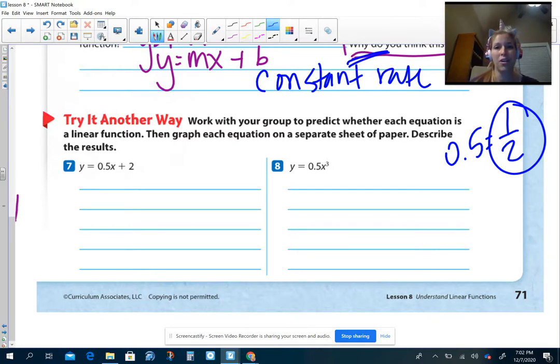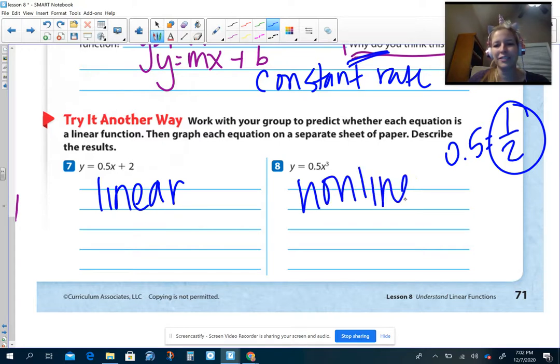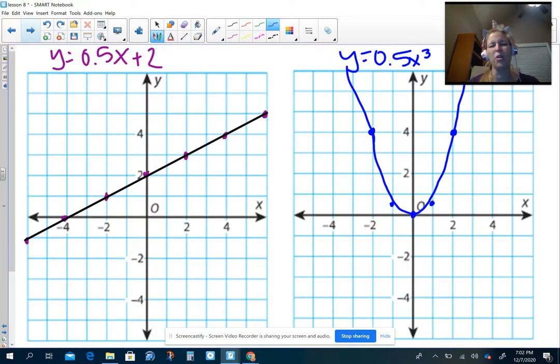Hopefully you worked really hard on this one, okay? So did you say that 7 was linear and that 8 was non-linear? Because it makes a straight line. Okay, let's check your graph. Let's see if your graphs match my graph. Oh, well, my blue one has seen better days, but check your graphs and see how your graphs match with mine.